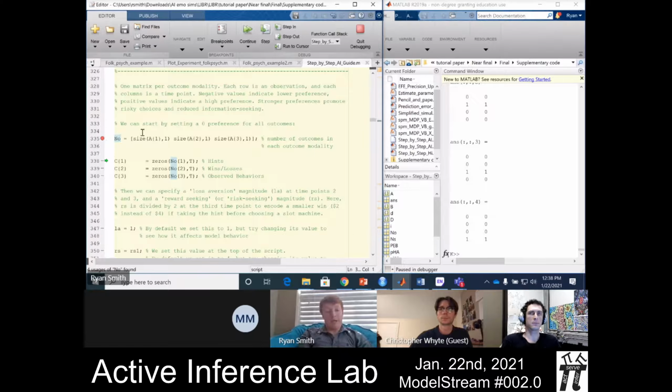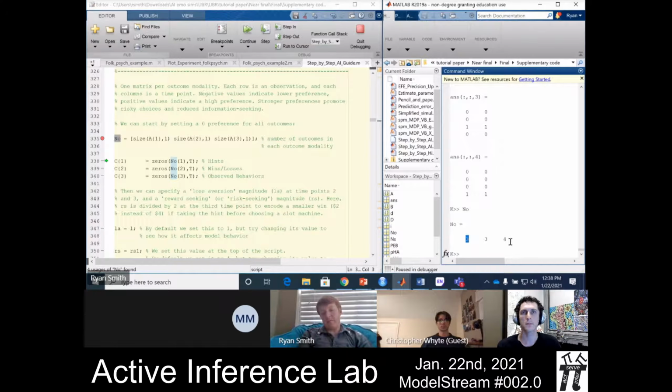If I do that, and again, this is just using this size function, which is just to make it more convenient or generalizable, then NO is going to look like that. That's just saying I have three different outcome modalities. One is null, no hint, and hint. One is null, lose, and win. And one is the agent observing its own behavior, right? Observing action 1, 2, 3, or 4.